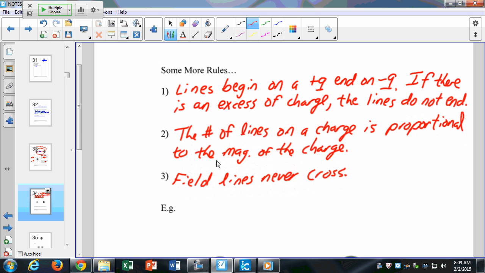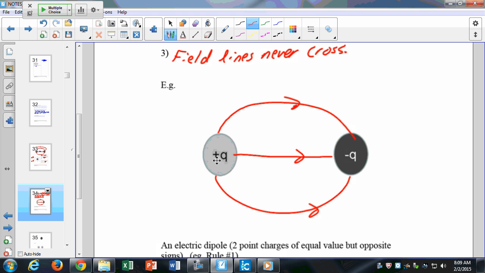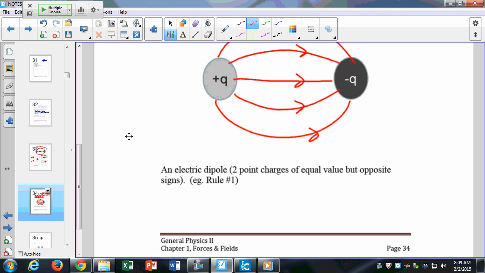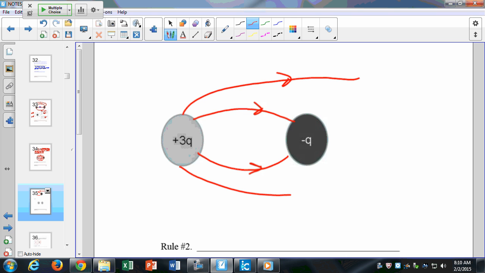All right. So for our example, let me draw you some pictures to illustrate this. Here I have a plus q and minus q. I've already done this, but it looks like this. Be prepared. You might have to draw field lines for certain configurations of charges. If I have an electric dipole, let's say I have a plus 3q and a minus q, then it's going to look like this. Say I have two lines that go into that minus q, then I will have 4 additional lines that go off into space.